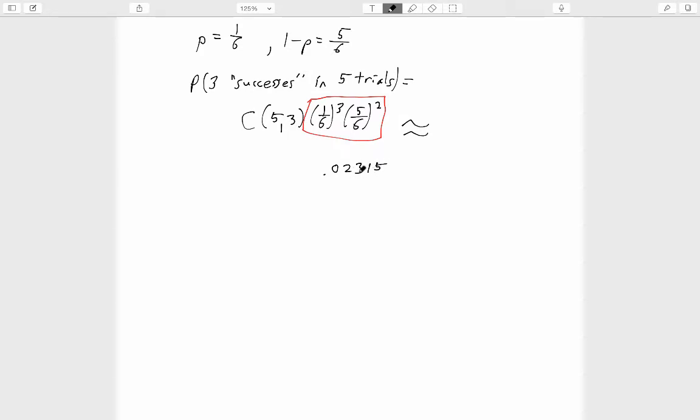Not particularly likely to get 3 of these successes in 5 attempts. Each individual success is so unlikely, 3 of them in 5 attempts, even though they're allowed to come in any order, is still pretty unlikely.